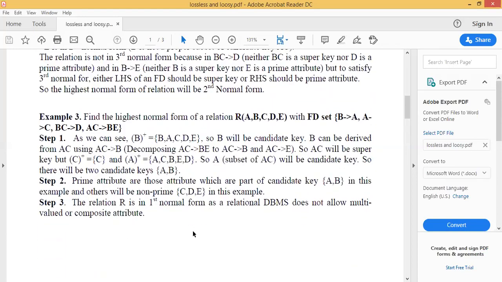And another example is relation R which consists of five attributes A, B, C, D, E, and here the FDs are B determinant A, A determinant C, BC determinant D, and also AC determinant B. As we can see, the attribute closure of B is B, A, C, D, E. So B will be a candidate key. B can be derived from AC using AC determinant B, decomposing AC arrow B and AC arrow E. So we can see AC arrow B.